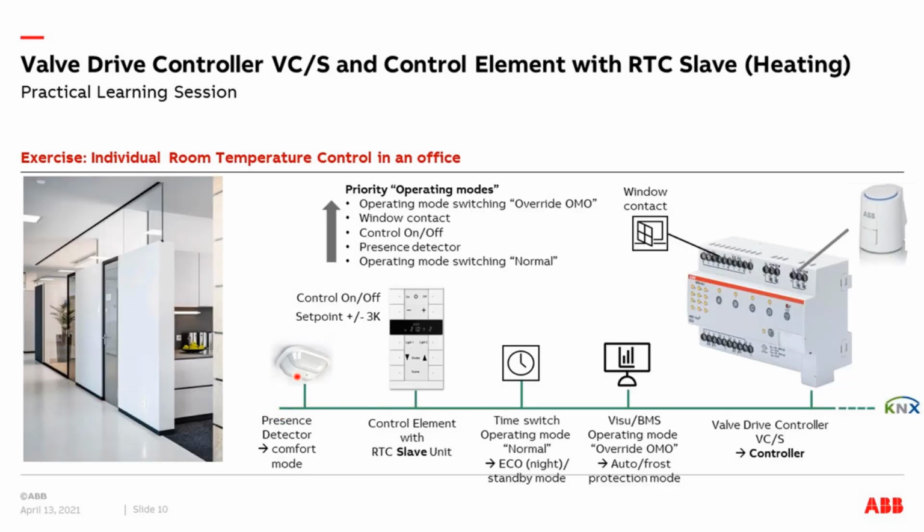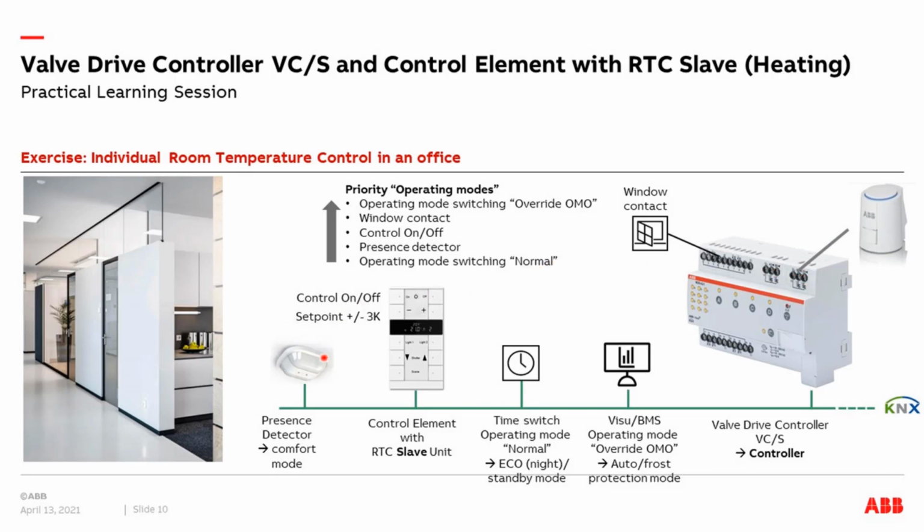Good, then let's start with this exercise. So we have here our valve drive controller. On the binary input, we have connected a window contact, a typical magnetic reed contact. The advantage is we can internally link this binary input to our controller, so we do not have to assign a group address. On the output, we have our valve drives for the radiators.